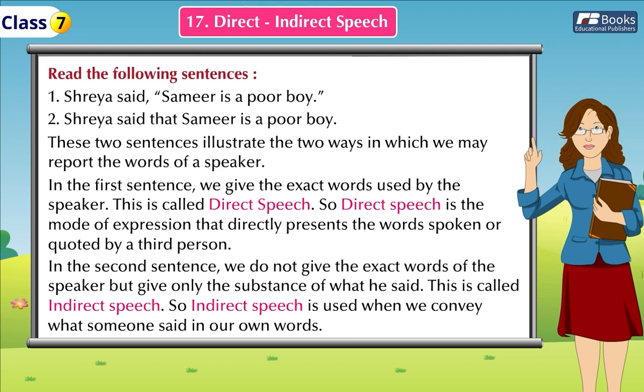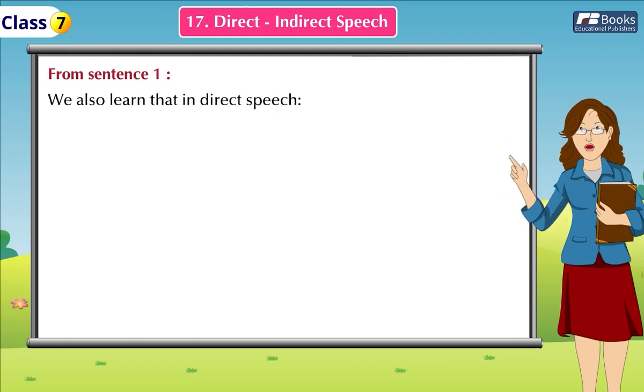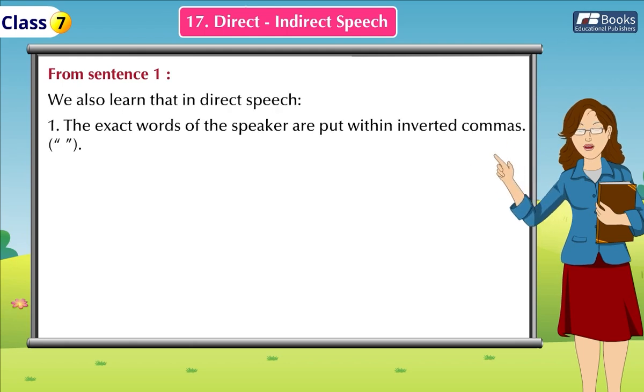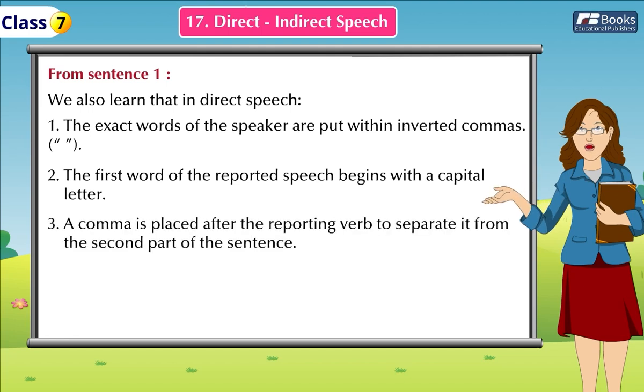In the second sentence, we do not give the exact words of the speaker, but give only the substance of what he said. This is called indirect speech. So, indirect speech is used when we convey what someone said in our own words. From sentence 1, we also learn that in direct speech, first, the exact words of the speaker are put within inverted commas. Second, the first word of the reported speech begins with a capital letter. Third, a comma is placed after the reporting verb to separate it from the second part of the sentence.